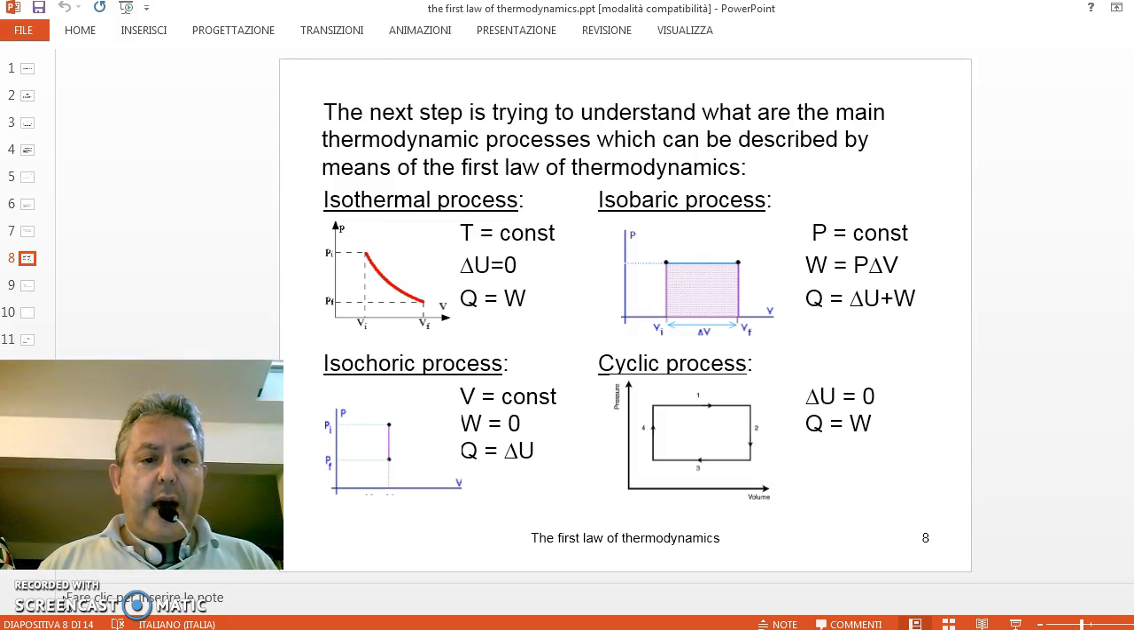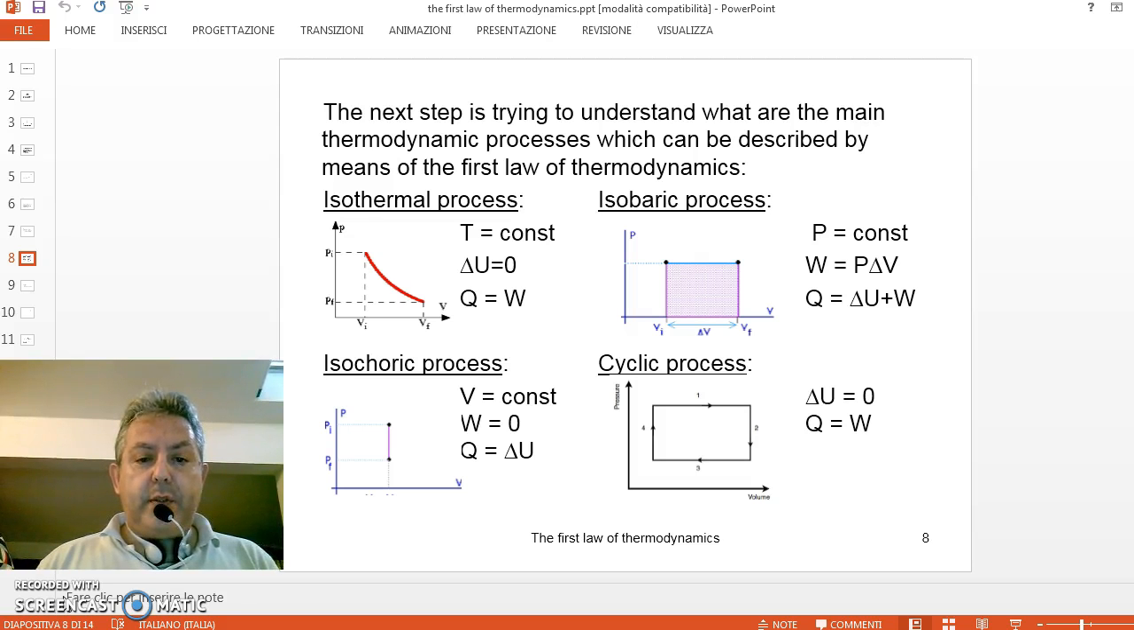First one is the isothermal process. This is a process where the temperature of the system is constant during the process. That means that the variation of internal energy is zero, and the final consequence of this is that we can state the first law of thermodynamics in a quite easy way. Q is simply equal to W.